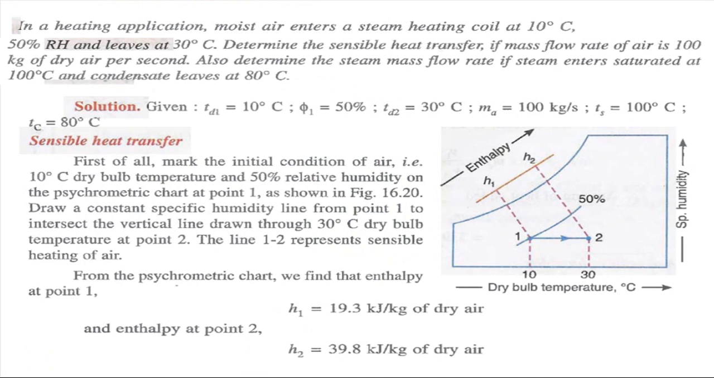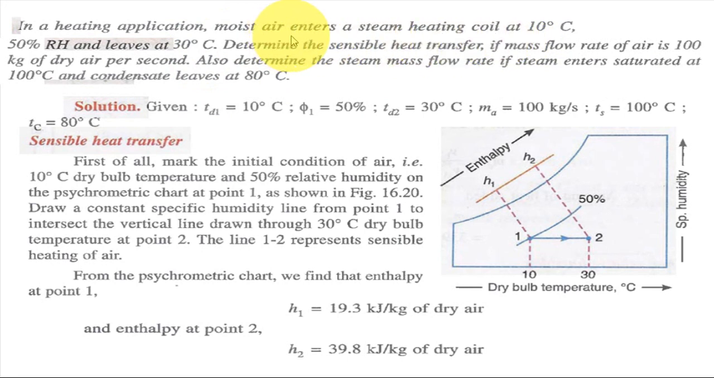Now we solve a numerical based on this. In a heating application, moist air enters a steam heating coil at 10 degrees Celsius and 50% relative humidity, and air leaves at 30 degrees Celsius. Determine the sensible heat transfer if the mass flow rate of air is 100 kg of dry air per second, and determine the steam mass flow rate if the steam enters saturated at 100 degrees Celsius and condensate leaves at 80 degrees Celsius. Now, first of all, we know the initial condition of air.